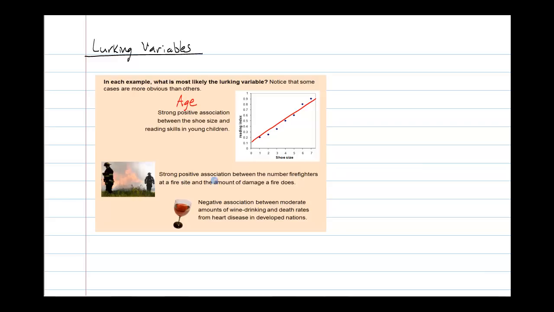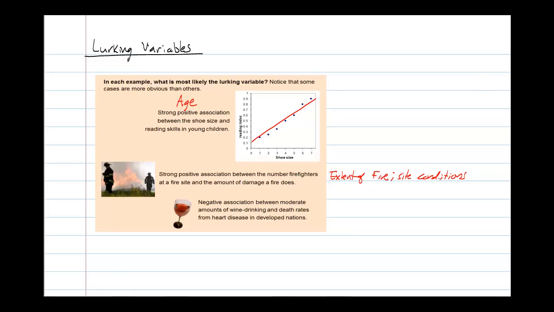Let's go ahead and look at our middle one here. We have a strong positive association between the number of firefighters at a fire site and the amount of damage a fire does. So would we say that the more firefighters there are at a site, the more damage there is? Usually not. What we would say is that the more firefighters there are, the worse the fire, and therefore the worse the fire, the more damage there is. So the extent of the fire here is probably a lurking variable. Another thing could be site conditions. Maybe it's a difficult fire to fight, so more people have to show up and more damage is done.